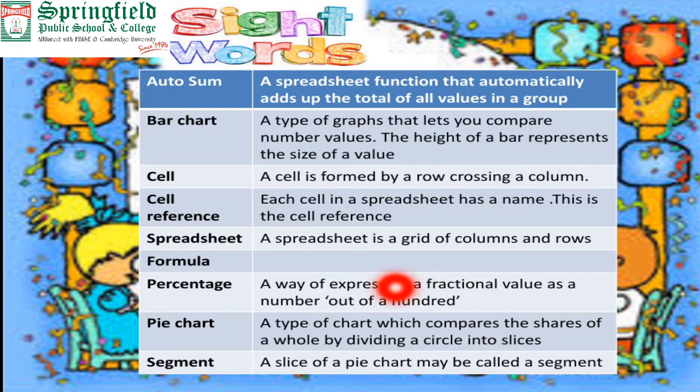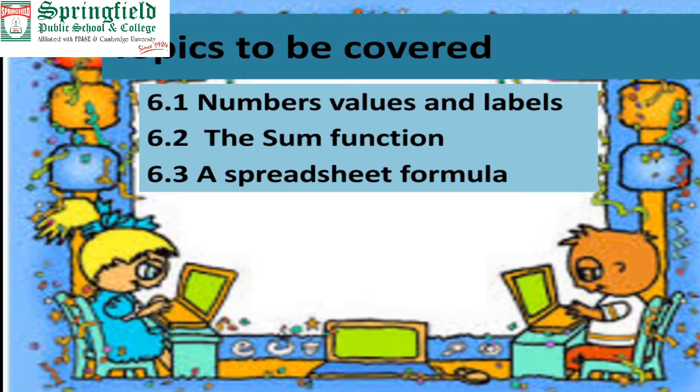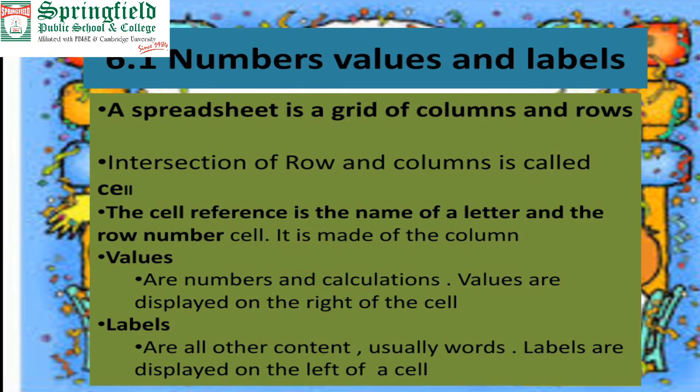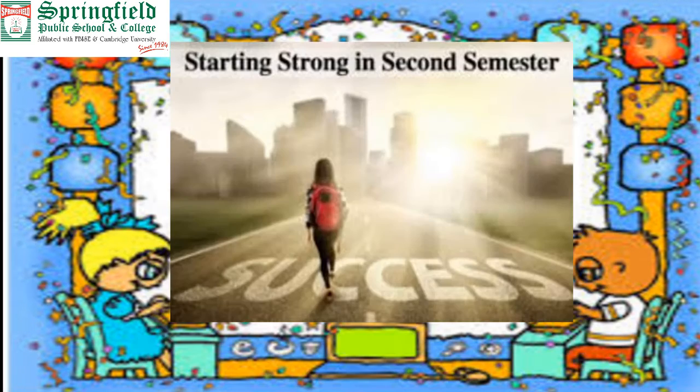Pie chart is also a type of chart in which we display the data in the form of a pie. A slice of a pie chart may be called a segment. We divide that pie into small segments, and every segment represents a data value. Now it's the second semester. It is the first assignment of the second semester.